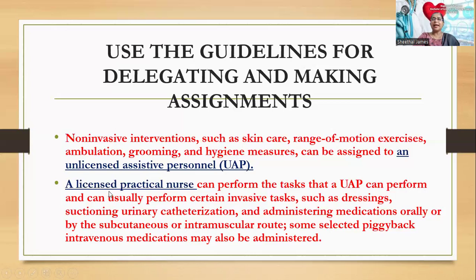Then next, a licensed practical nurse can perform all the tasks which a UAP can do, plus they can do some invasive tasks also, such as dressings, suctioning, urinary catheterization, then administering medications orally, subcutaneously, intramuscularly, or by any other route, but the intravenous route can be done only by the registered nurse. Okay, and also this licensed practical nurse can attach piggyback intravenous medication also.